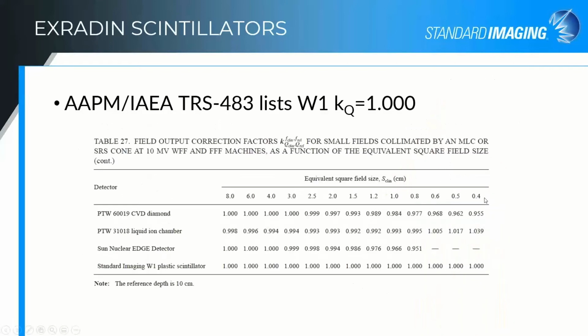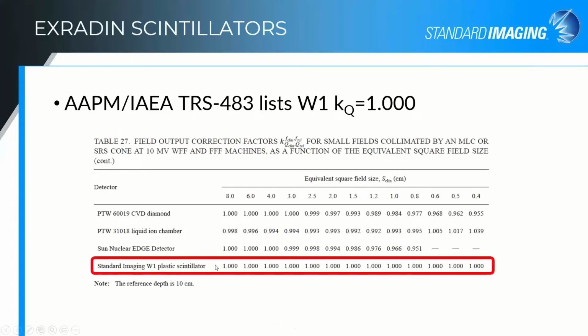So in terms of water equivalence, that publication, TRS 483, has the W1 listed in its table of detectors. And the thing that I like about this particular publication is every table that the W1 shows up in, it's got factors of unity for the correction factor across the board to the smallest field size that's there. Some of these others don't show values where the uncertainty was too high, and the authors really felt that it was inappropriate to use the detector for those size fields. But nothing else in this publication, it is fully water equivalent.